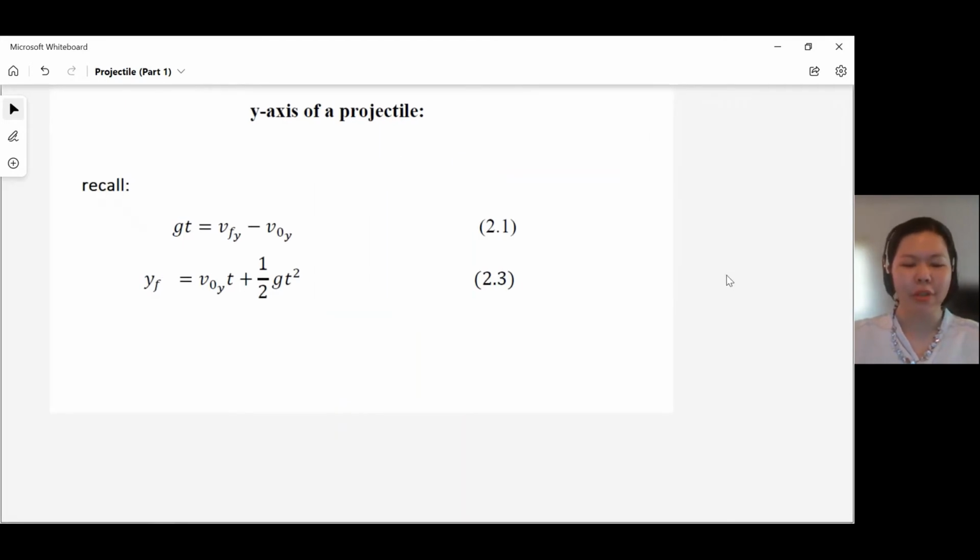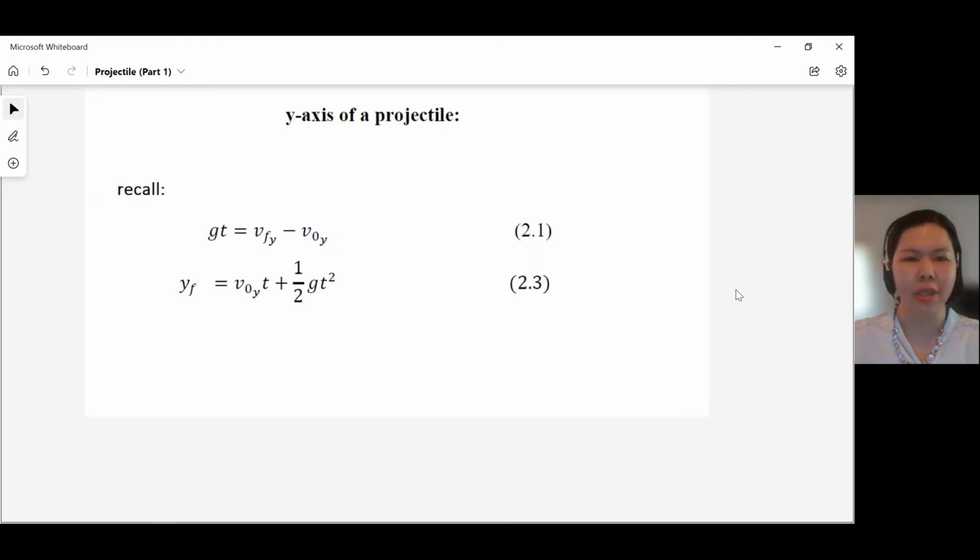We will now derive the equations of motion along the y-axis or vertical of a projectile. 2.1 and 2.3. We will be placing the subscript y to all variables to give emphasis to the direction of motion along the y-axis. Moreover, we also set y naught equals 0, t naught equals 0, and write t sub f equals t. We have gt equals v sub f sub y minus v sub naught sub y. And y sub f equals v naught sub y times t plus 1/2 gt squared.